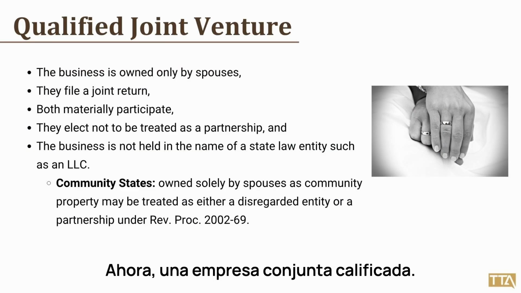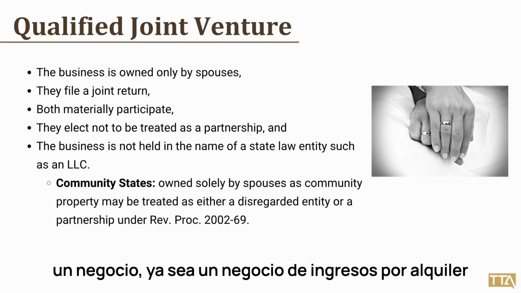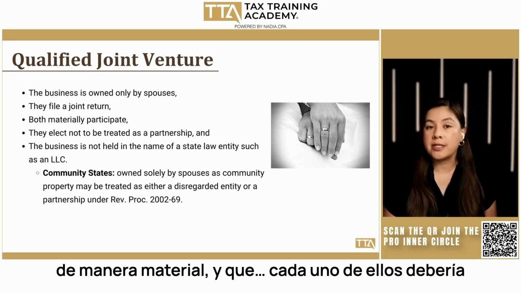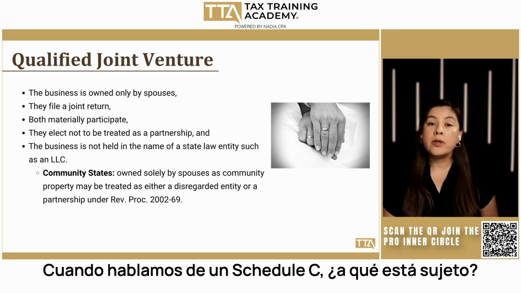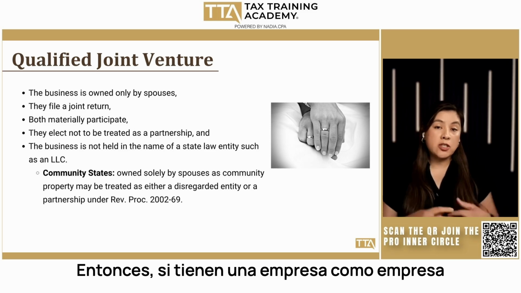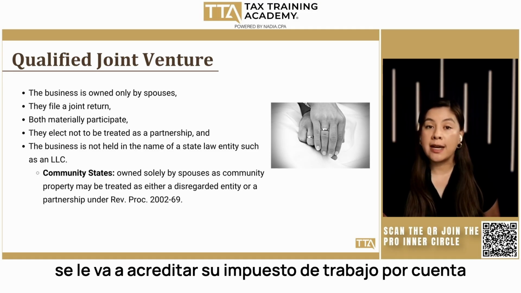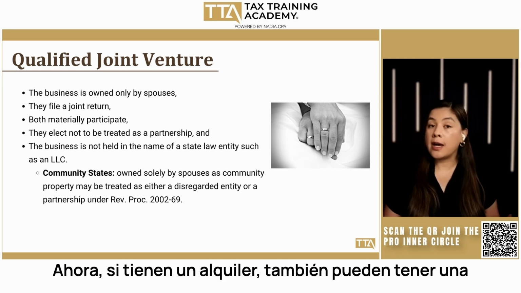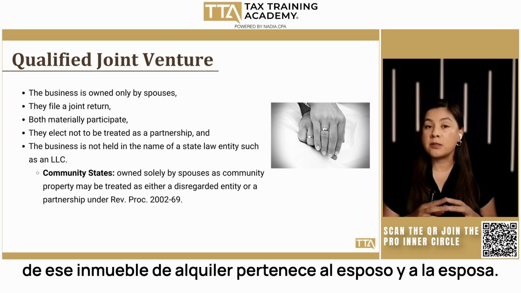Now, qualified joint venture. This is where you have husband and wife working a business together, whether it be a rental income business or a Schedule C business. A qualified joint venture just means that they are both materially participating and each of them should get credit for that income and that expense. When we talk about a Schedule C, it's subject to what? Self-employment tax. So if you have a qualified joint venture, both husband and wife working this business, they each are going to get credit for their self-employment tax to their own social security number, right? Or their ITIN. Now, if you have a rental, you can also have a qualified joint venture where you actually have this ownership of this rental property owned by husband and wife.